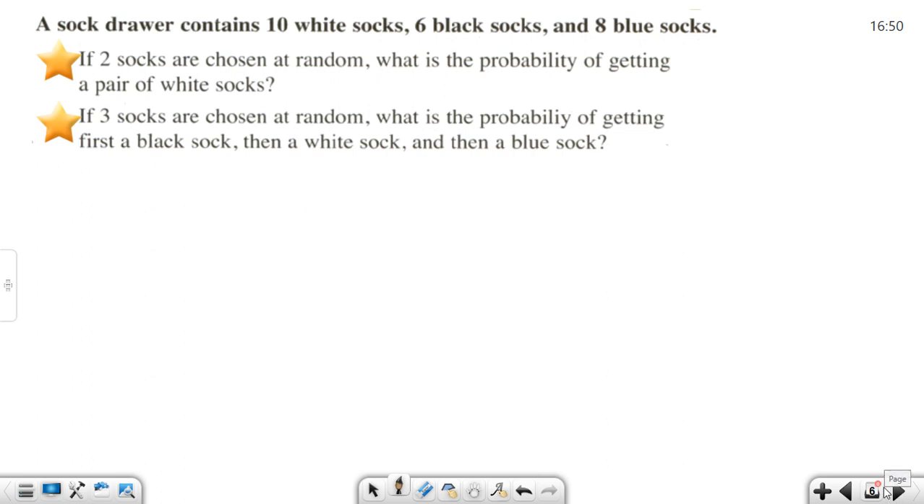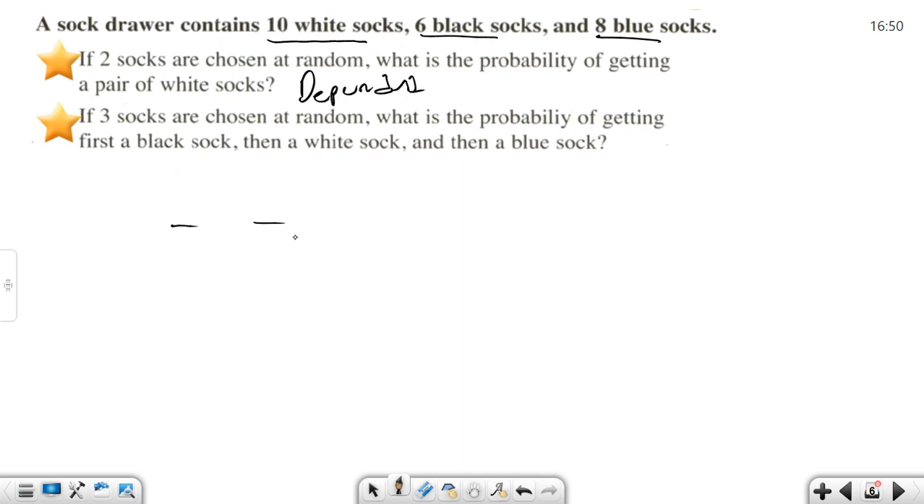Let's continue. A sock drawer contained 10 white, 6 black and 8 blue. If 2 socks are chosen at random, what is the probability of getting a pair of white? It's asking for a pair of white. I choose 2 of them randomly. So when you choose the first one, this is dependent.